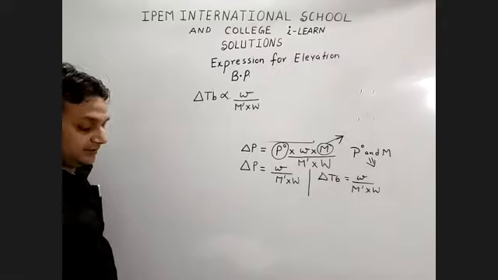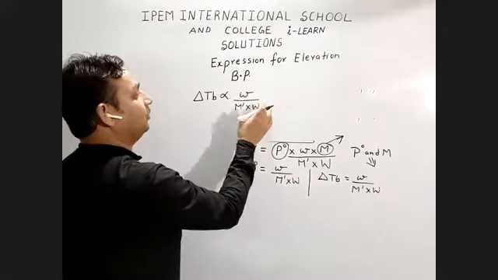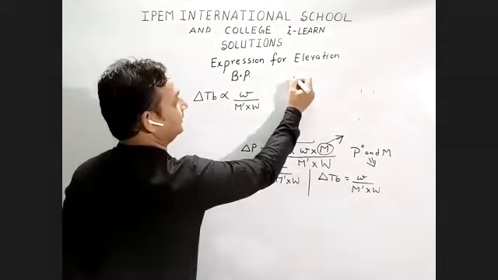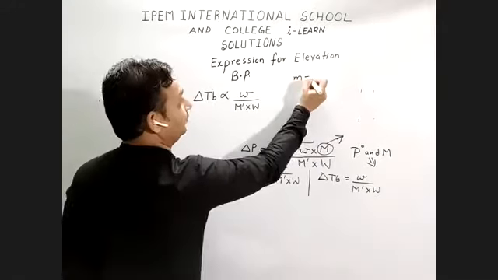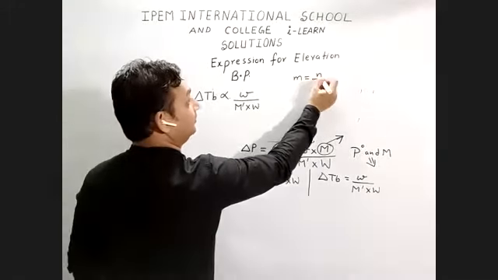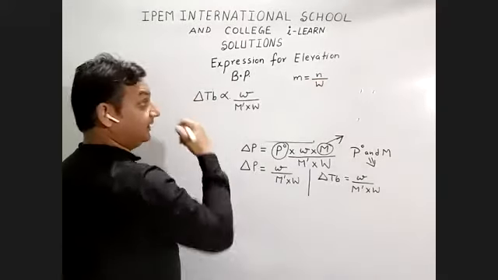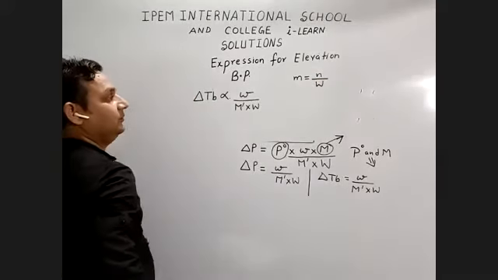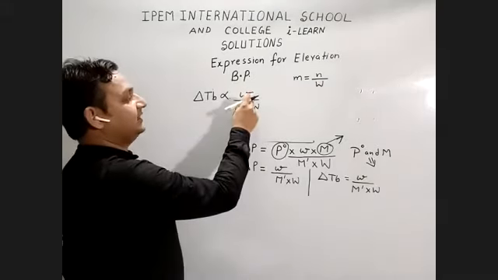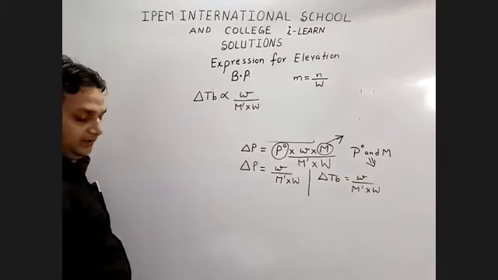Now, yesterday I told you about molality. Molality is what? The formula I have given you: number of moles of solute upon mass of solvent in kg. So what relationship do we have for small w with molality?